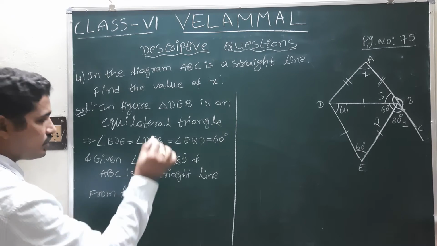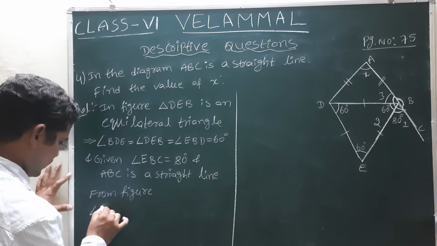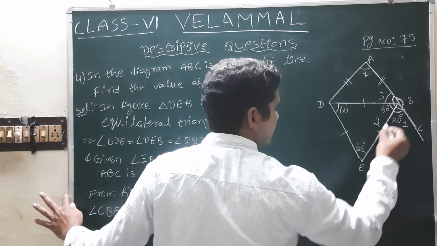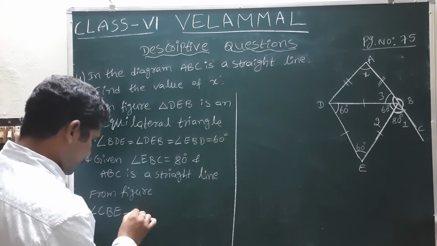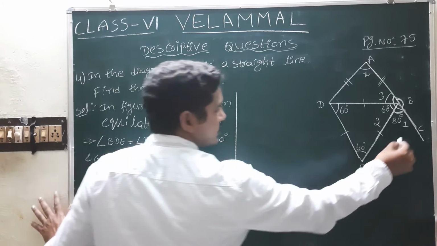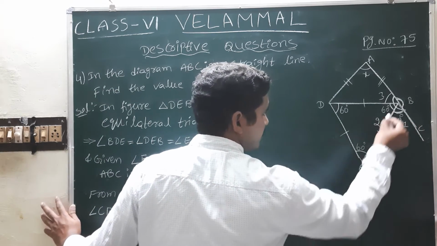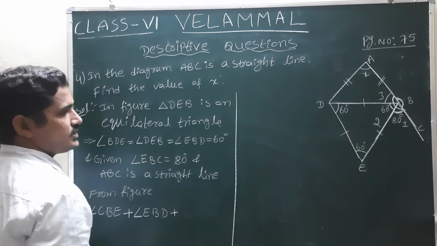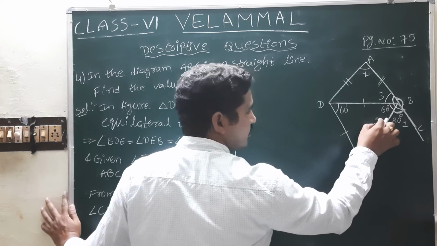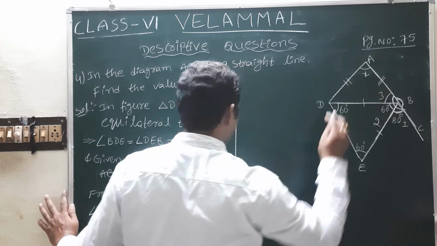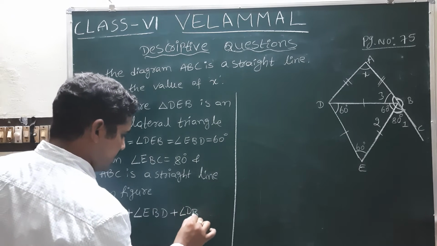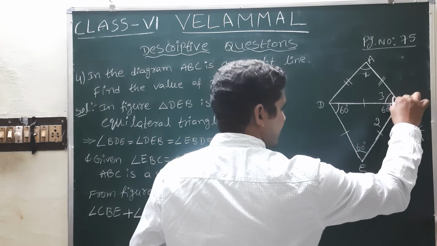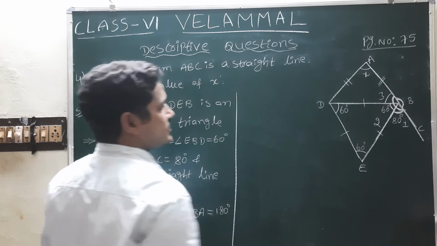From the figure, what can we write? Angle CBE, that means this angle, plus angle CBE completed. Next EBD, plus EBD, so that is the second angle completed. Next we are taking the third angle DBA. Angle DBA is equal to 180 degrees. Why 180 degrees? It is given as a straight angle, so it must be equal to 180 degrees.